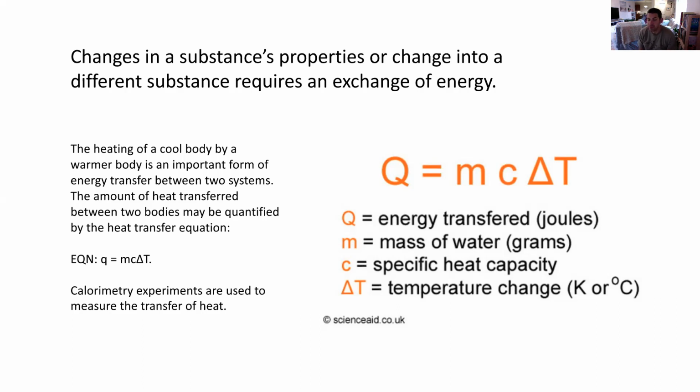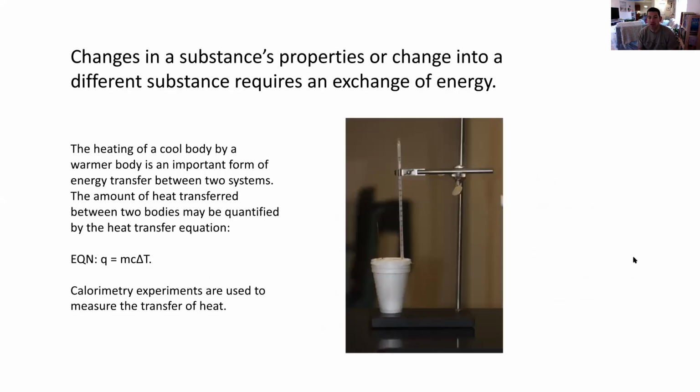But it is important for our delta T, it's always the final temperature minus the initial. So it can be a negative number if the final temperature is lower than the initial temperature, or it could be a positive number. So these are situations, labs we've done where we were using a coffee cup and the thermometer was inside of it and we were trying to record a temperature change. Again, we're using the formula Q equals MC delta T. The heating of a cool body by a warmer body, it's important in these energy changes.